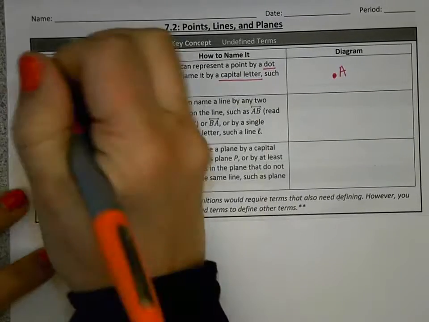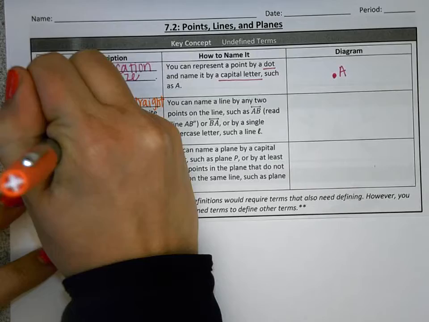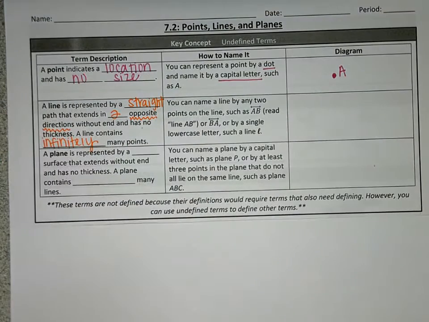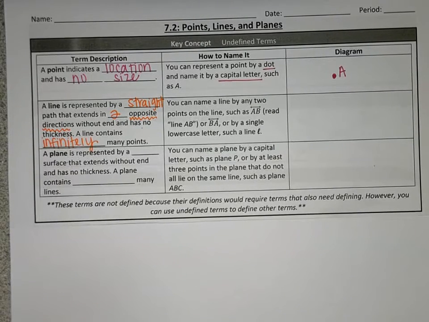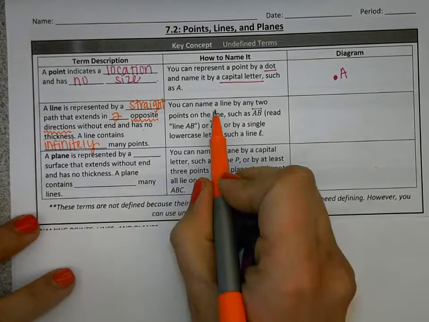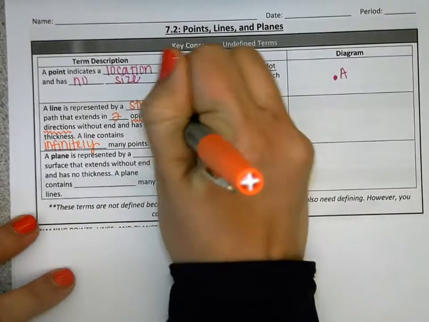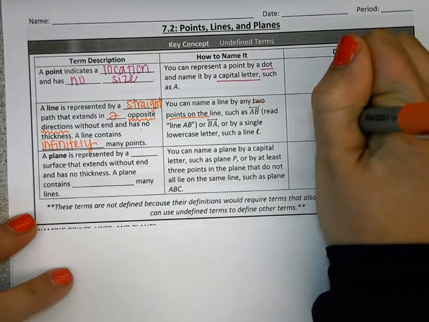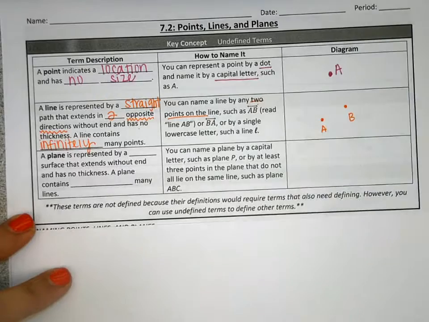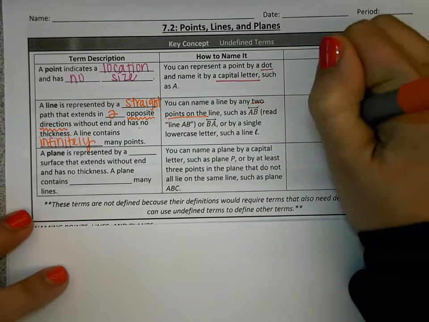And then a line contains infinitely many points, which is something we've talked about before, right? You do not have to put a point just on the integers. You can put a point anywhere on the line. And there are infinitely many of them. So how do we name it? We can name a line by any 2 points on the line. So we could take 2 points on the line, let's call them A and B, and draw a line through them.